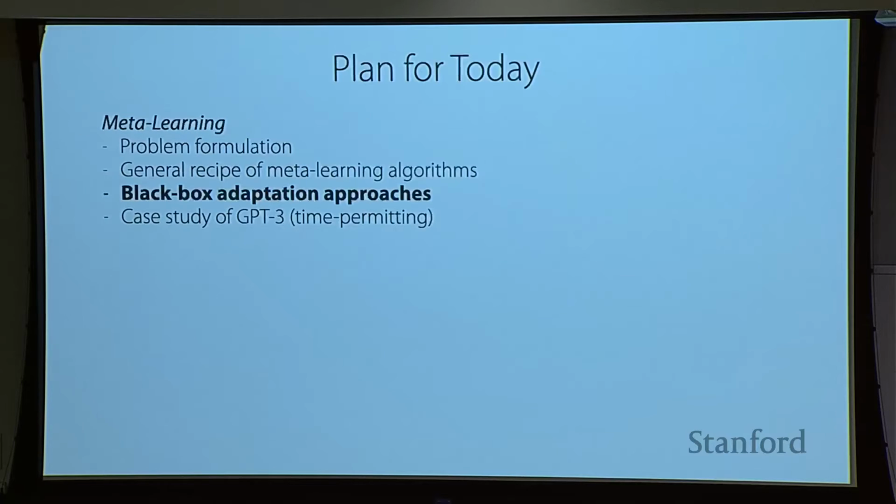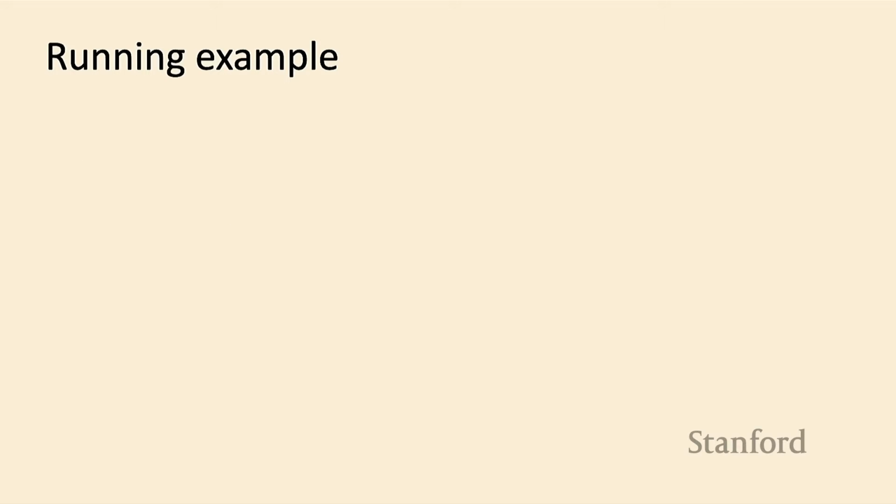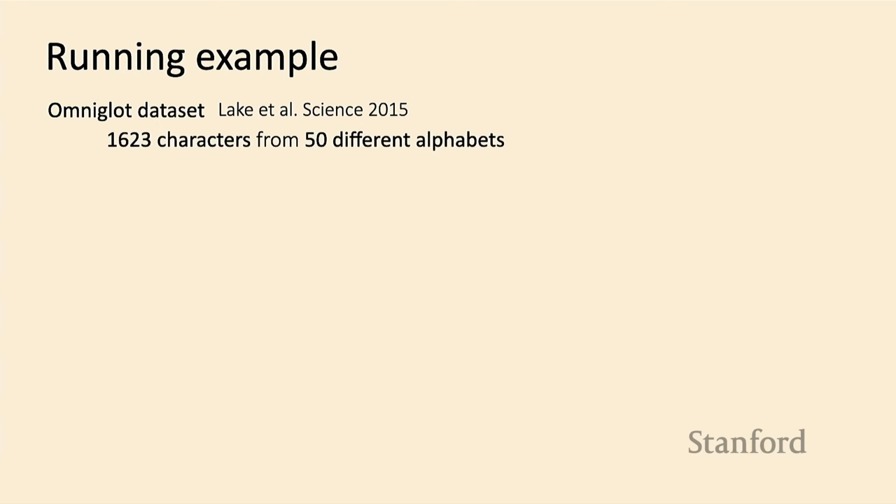Cool. I think we should start running into approaches, because that will also clarify the setup. We're going to start with a running example, which uses the Omniglot data set. You'll actually be using this data set in your homework. It's a pretty cool data set.